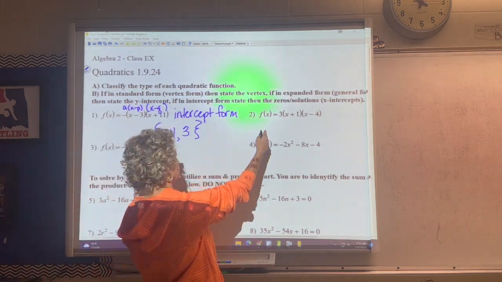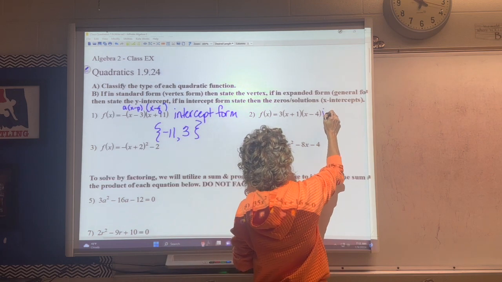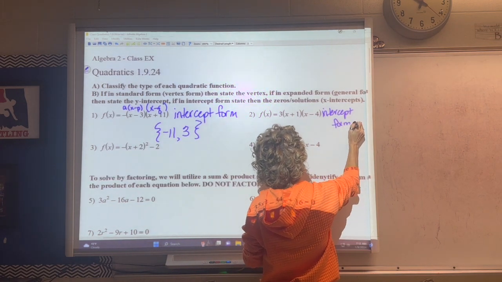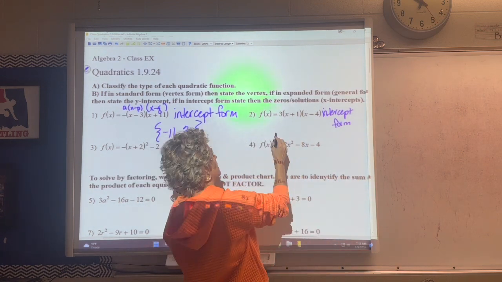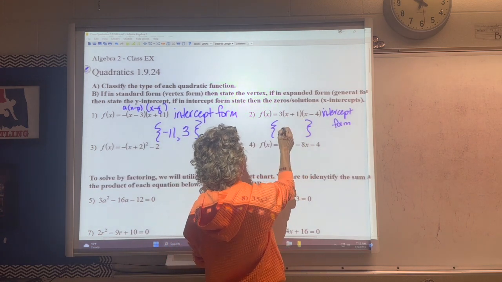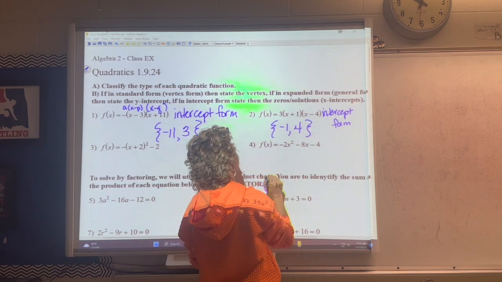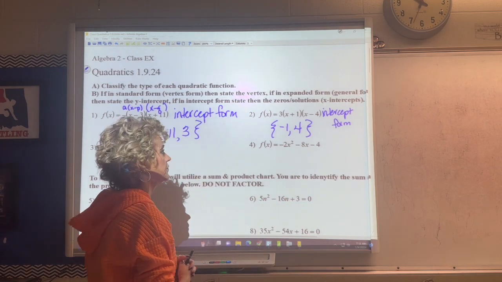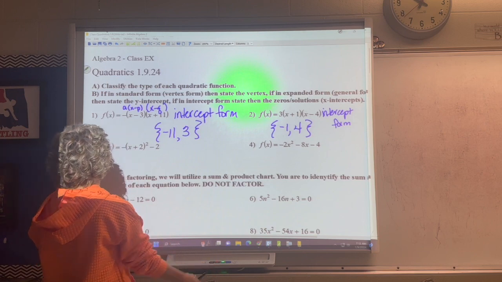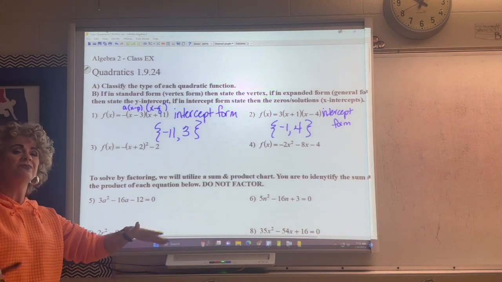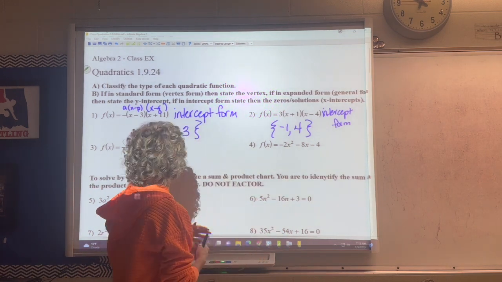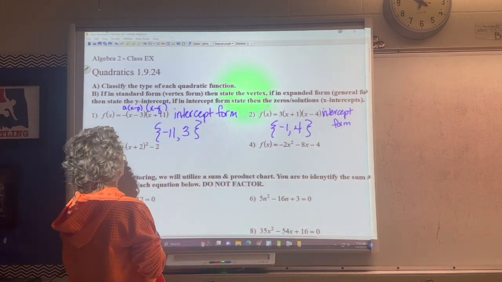Okay, number two is also intercept form, and we're supposed to state the solutions, P and Q. So here we go. We put our solution set form. P is a negative 1, Q is 4. Our A value is 3, but they didn't ask us for that, okay? So we have a negative 1 and a positive 4. So we're going to go on down to number 3. Number 3 is something we've been working with all along. Number 3 is our vertex form.